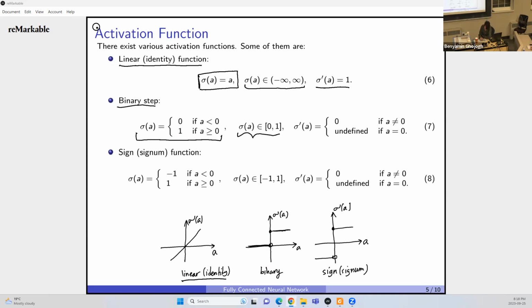And I think it's better to say this. Yeah, it's either 0 or 1. And its derivative at 0 is undefined. But if it's not 0, then it's 0, because in all of these areas, the derivative is 0.